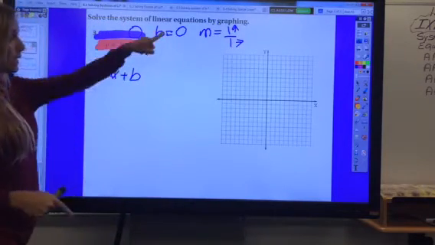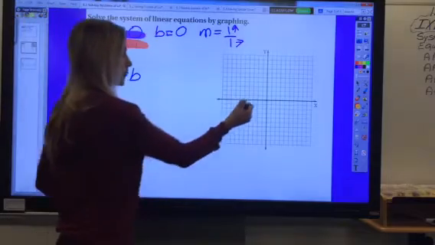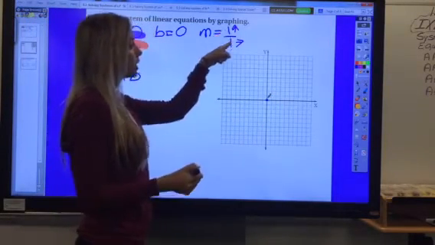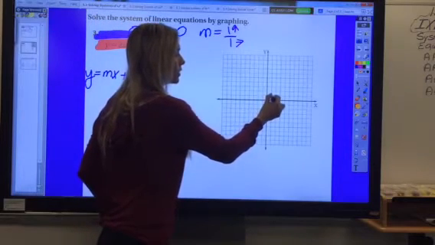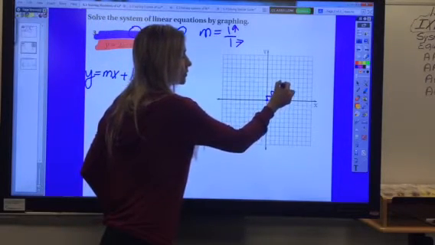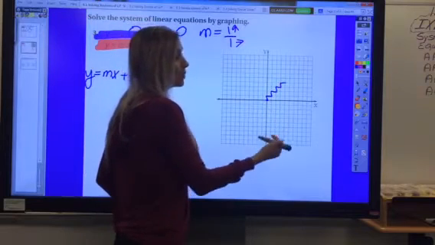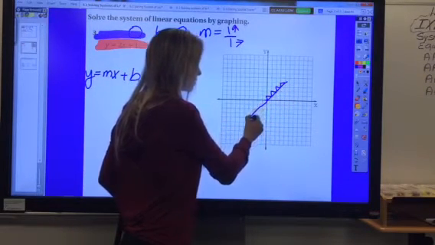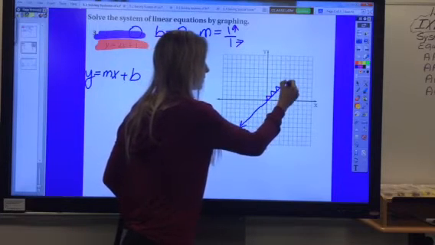Let's graph it. I'm starting on 0. 0 is always in here, right? And then from there I go 1 up, 1 over. 1 up, 1 over. And I am going to give myself just a couple of these, right? And then I will connect them. I will suggest to use a ruler if possible.